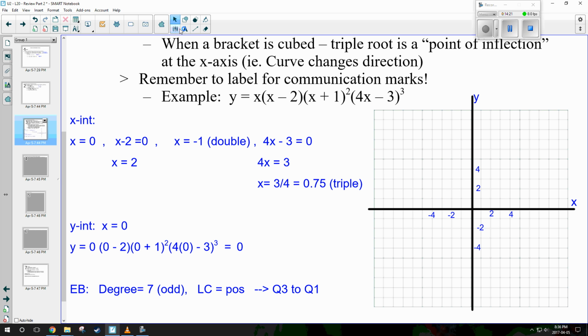Okay, so now that I have that set up, let's plot our points. We have a y-intercept of 0. We also have an x-intercept of 0, which is also plotted. We also have an x-intercept of positive 2 and x-intercept of negative 1 and an x-intercept of 0.75.